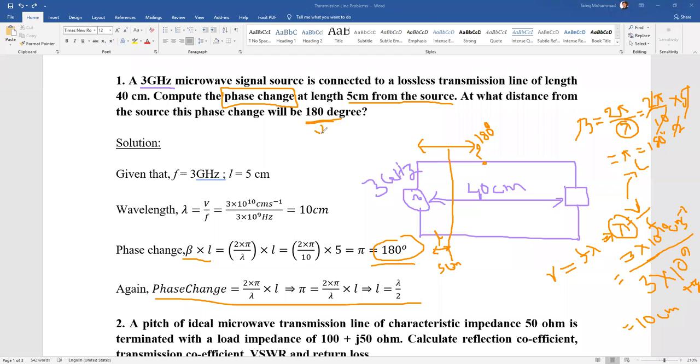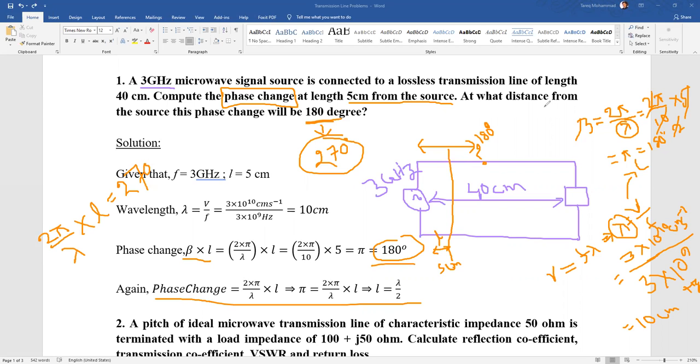But what would happen if I change the question? Let's say 270 degrees. If I ask you at what distance from the source the phase change will be 270 degrees, then what will you say? Then you have to calculate. Let's solve this out. Say 270 degrees is given. So we need the distance, that means the length. So we know that 2 pi by lambda into L is equal to 270, according to the question.